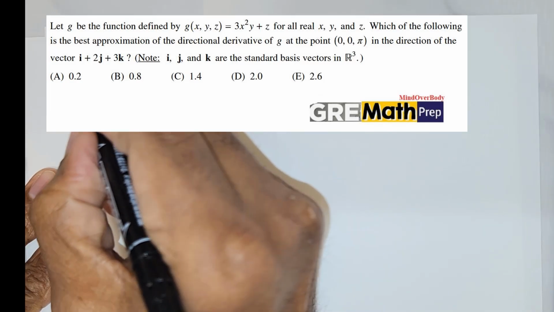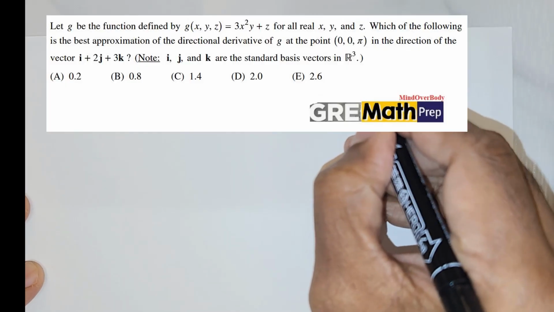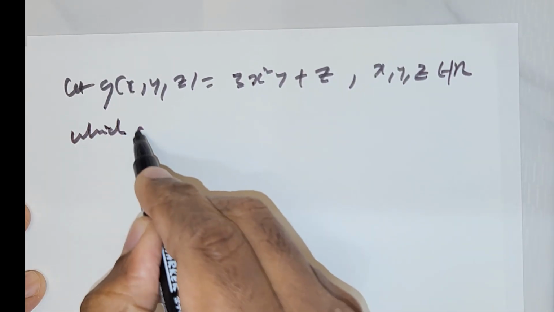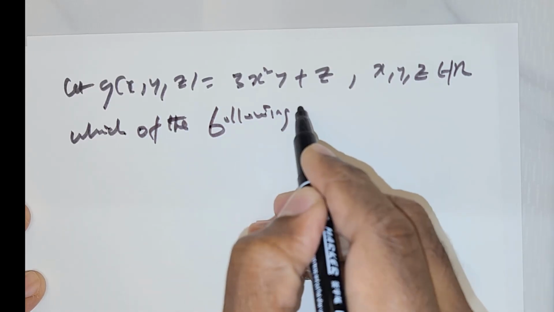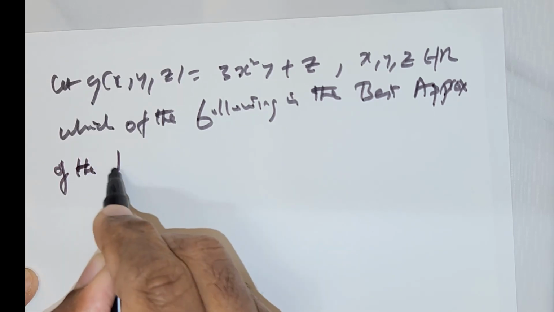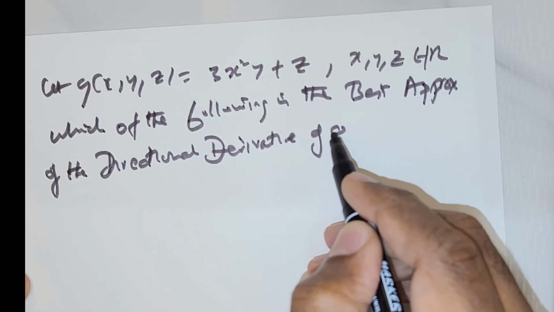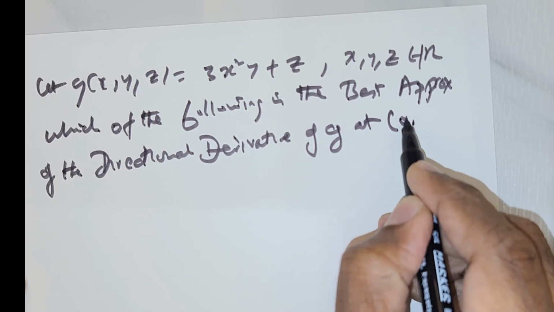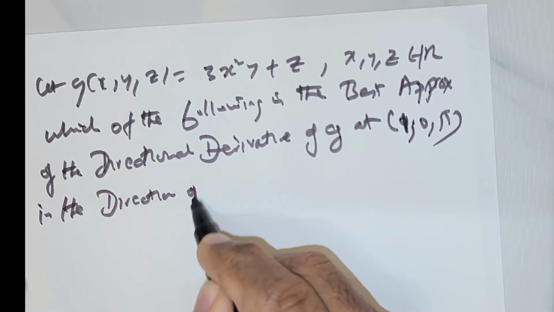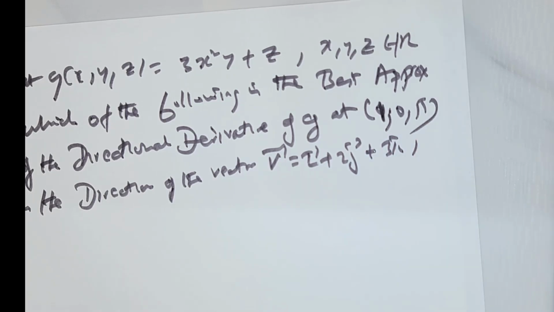This is the next question. We are given that g of x, y, z is equal to 3x squared y plus z, for x, y, z an element of R. We are asked to find which of the following is the best approximation of the directional derivative of g at (1, 0, pi) in the direction of the vector v equals i vector plus 2j vector plus 3k vector.